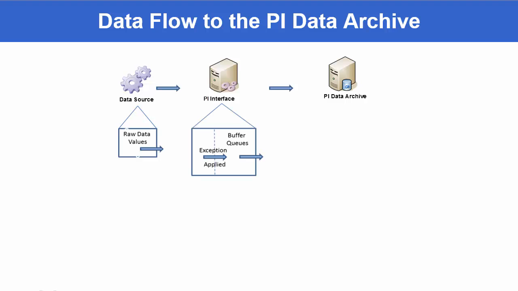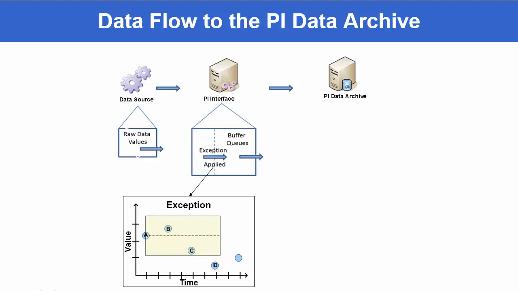At this stage, the Pi interface performs an operation called exception, where exception is the process of filtering out instrument noise that is gathered from the data source. For this purpose, a deadband is set up, which is shown by the rectangular box, where any point that lies within the deadband would be discarded. Note that exception and so-called compression settings, which will be discussed shortly, are included in the Pi point configuration itself.